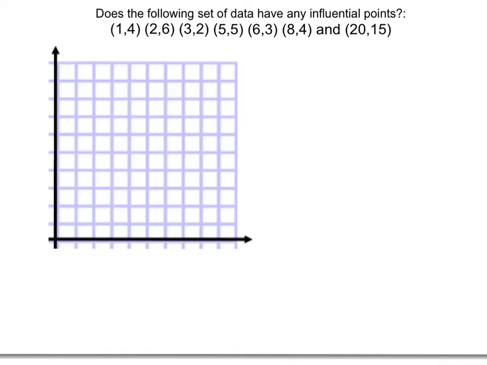Hello there. Let's figure out if this data set has any influential points. Step 1. Plot the points. Well, there's a candidate if I ever saw one. Clearly this is an outlier. That is both an X and a Y outlier. And now the question is, is it also influential?